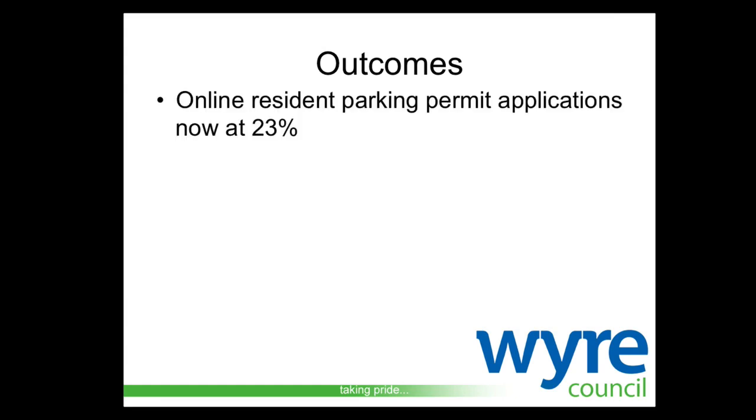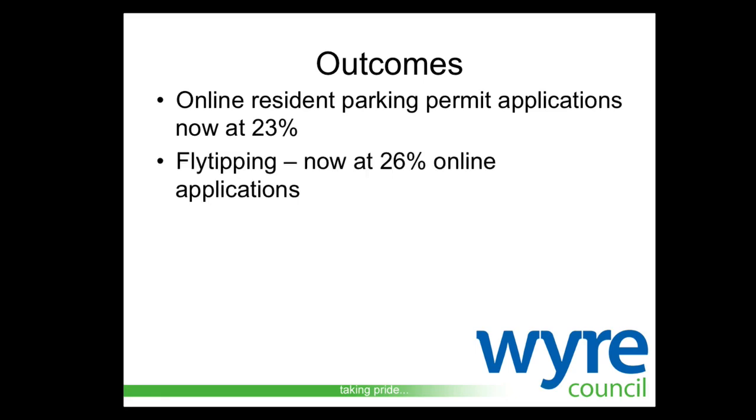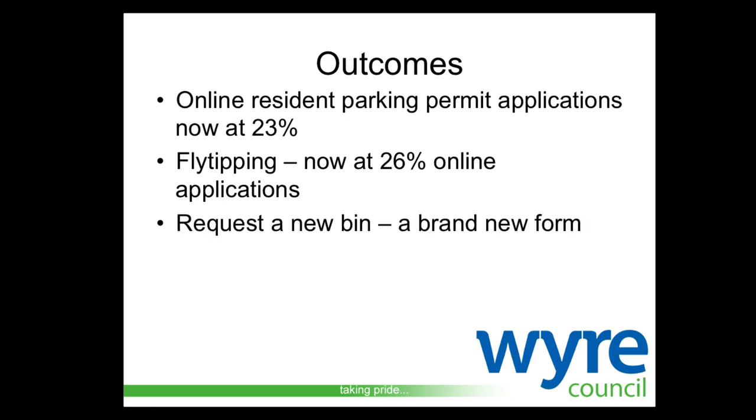So some of our outcomes. Online residence parking permit applications are now at 23%. That's from the first online application form being submitted on the 20th of March, so we're just over a quarter. Fly tipping, over a 6-month period from the form's launch, we're now at 26% online submissions. Our newest form is the request a new bin.